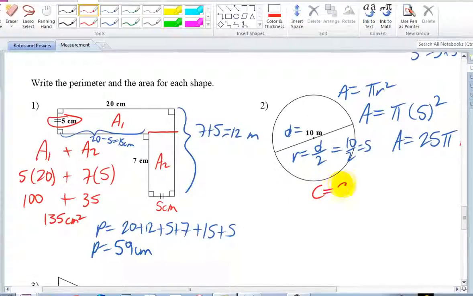Circumference equals 2 pi r. Yep. Mr. Johnson's confirmed it was the relay. Okay, awesome. Thanks so much.